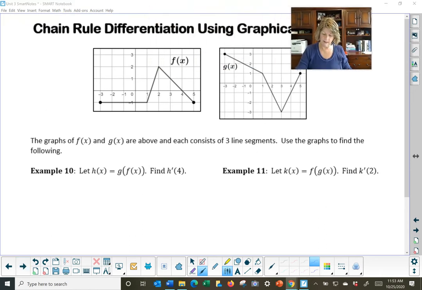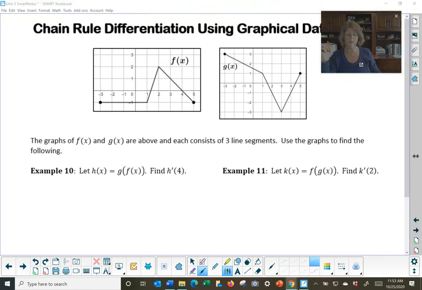The next one, we have chain rule using graphical data. Well, I can see that there is a graph for f of x and a graph of g of x. And so if I ask, what is f of 2, it would be very easy to respond, oh, f of 2 is 2. So these identify points, don't they? Put in an input, you get your output.